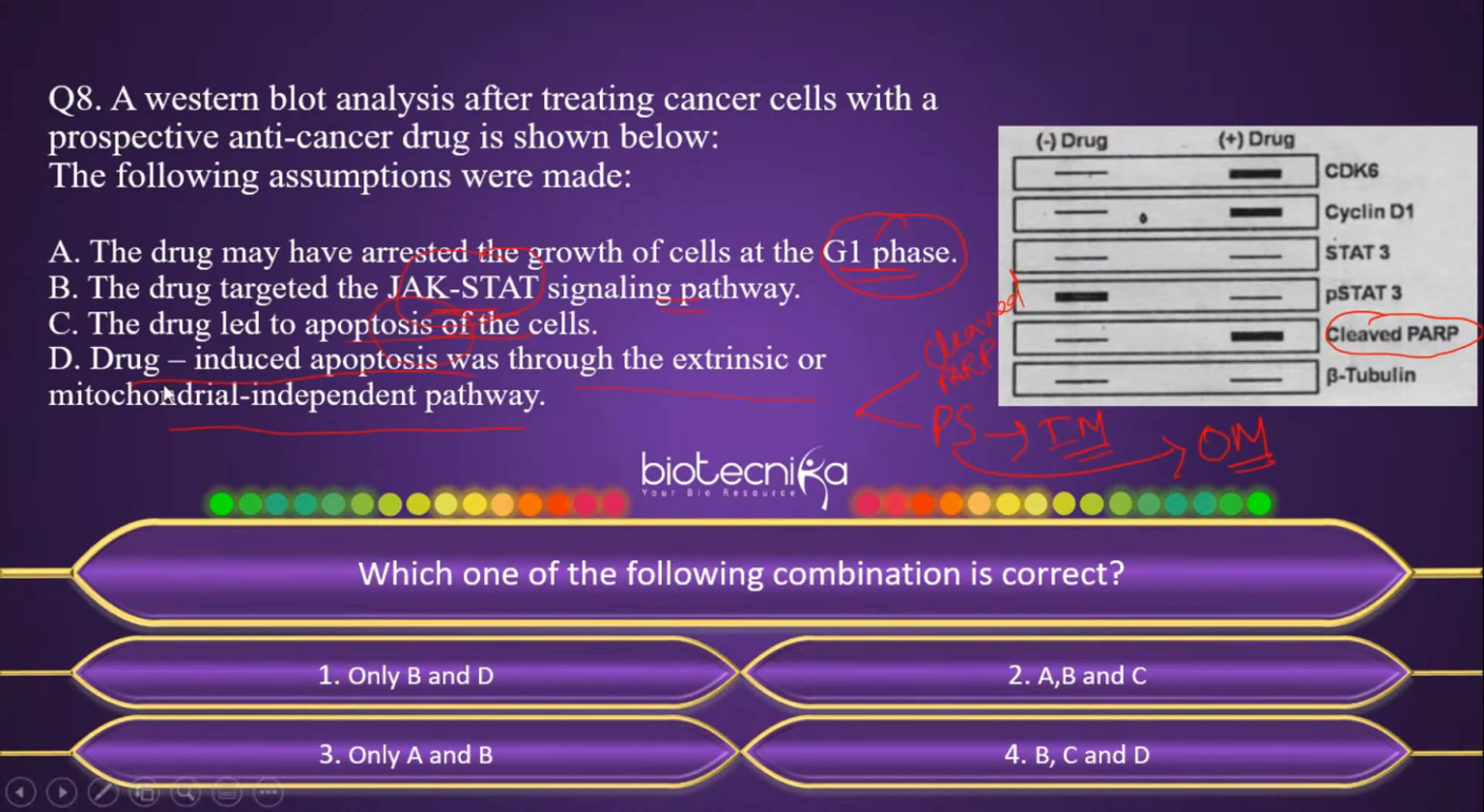Right. And the last option which is being given, drug-induced apoptosis was through the extrinsic or mitochondrial independent pathway. We cannot say that. It has undergone apoptosis, that is fine, but how exactly it underwent apoptosis, we cannot say. So that's why D is quite unsure. That's why options A, B, C are the correct answer.